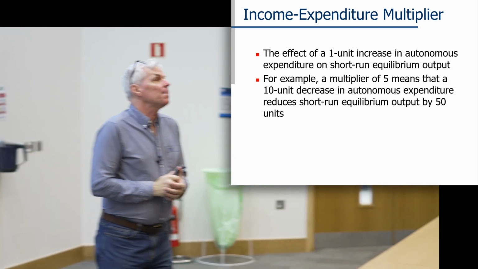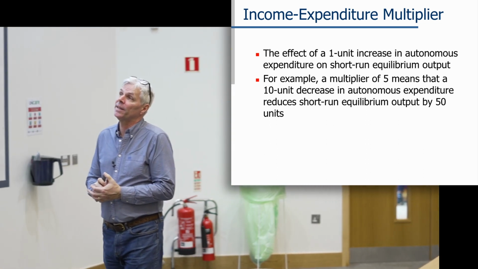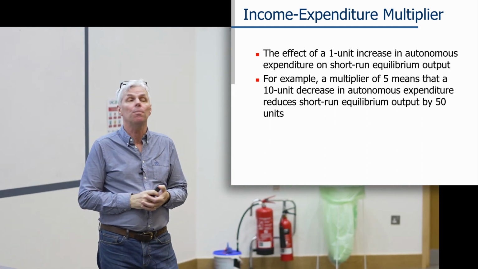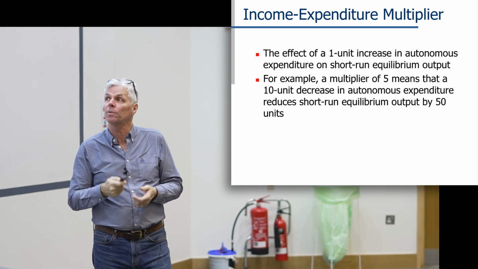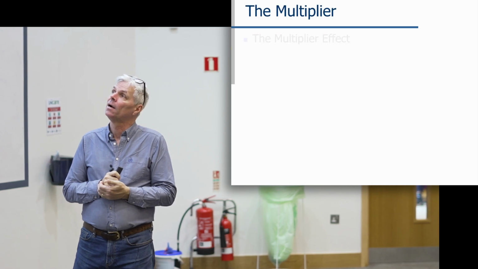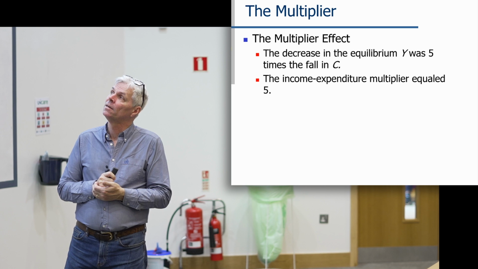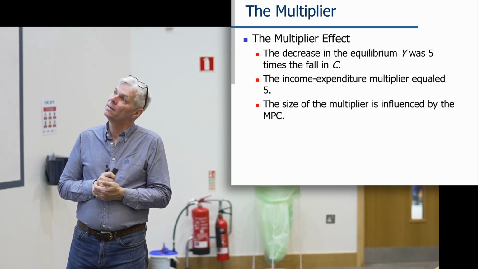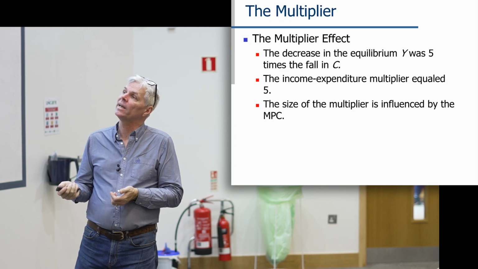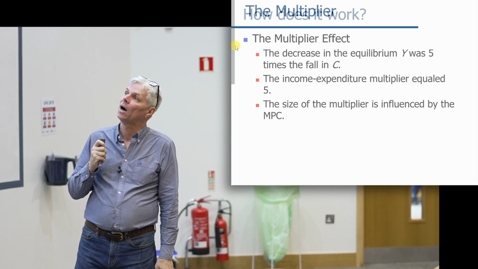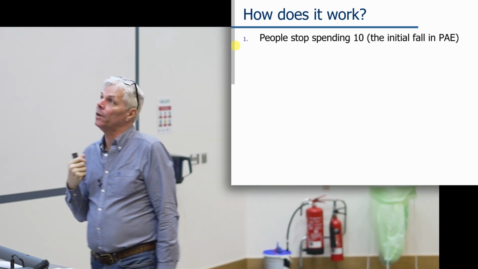In our little example, we had a multiplier of 5. That means a 10-unit decrease in autonomous expenditure reduced short-run equilibrium output by 50, 5 times the amount that autonomous expenditure went down by. It's going to relate to the marginal propensity to consume. So let's go through and do it.